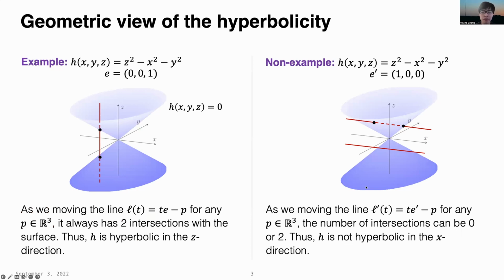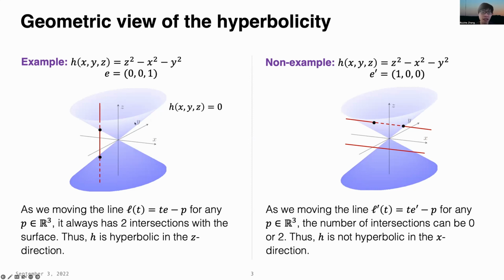Let's talk about the hyperbolicity from a geometric view. Consider the three-variable Lorentz polynomial h(x,y,z) equals z squared minus x squared minus y squared. We can draw the surface of h(x,y,z) equals 0, which is the light cone in 3 dimensions. Recall that the hyperbolic condition is that h(te minus x) has only real roots. In this picture, the red line corresponds to the line te minus p for any p in R^3, and e equals the third basis vector (0, 0, 1).